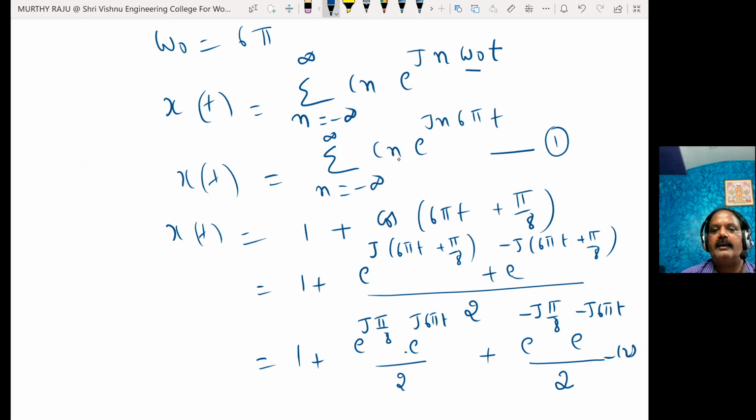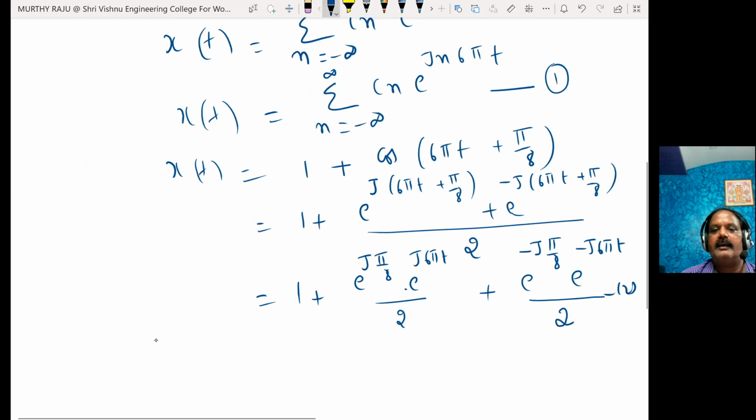For n is equal to 0, C0 e power 0, and e power 0 is 1. Therefore, C0 is 1. For n is equal to 1, C1 e power j 6 pi t. For n is equal to minus 1, C minus 1 e power minus j 6 pi t.